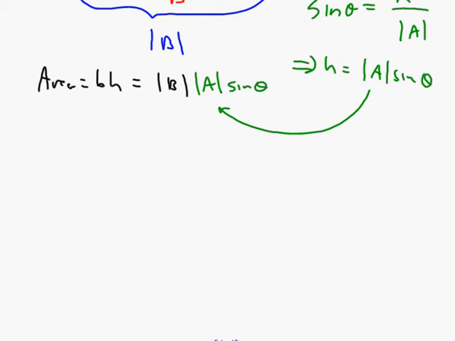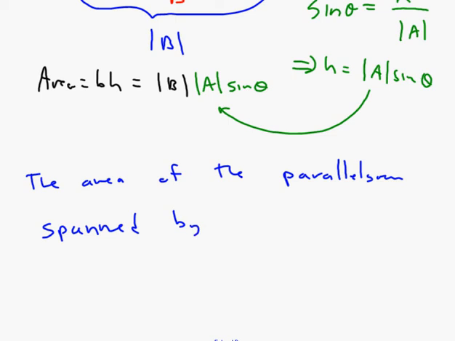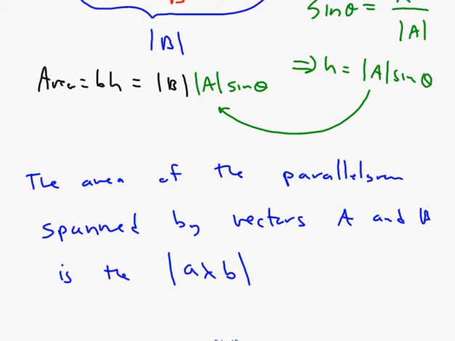And what we've just shown is that the area of the parallelogram spanned by vectors A and B is the norm of the cross product of A and B. I've left an O out of there. Okay? So there you go.